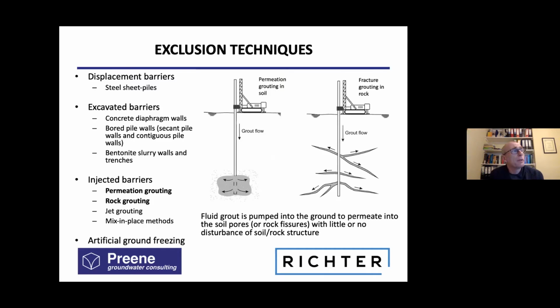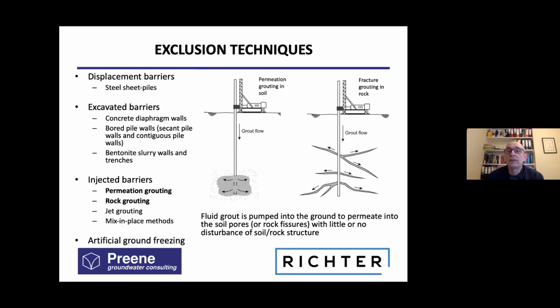And now I'm going to move on to injected barriers. Injected barriers typically are the grouting techniques. This is a very old technique that was first developed in the 1850s. It's very simple in concept, a little bit more complex in practice, and basically involves getting a liquid that you have at surface, drilling some boreholes and injecting this liquid, known as a grout, into the ground.